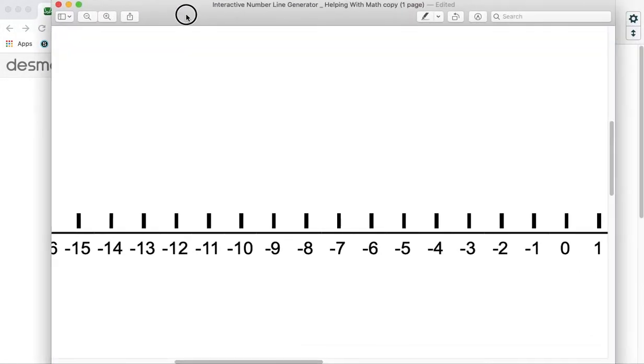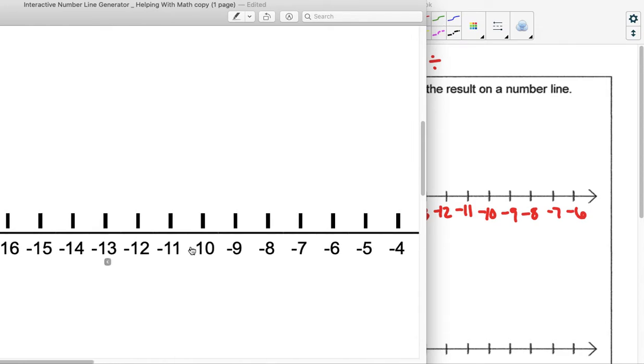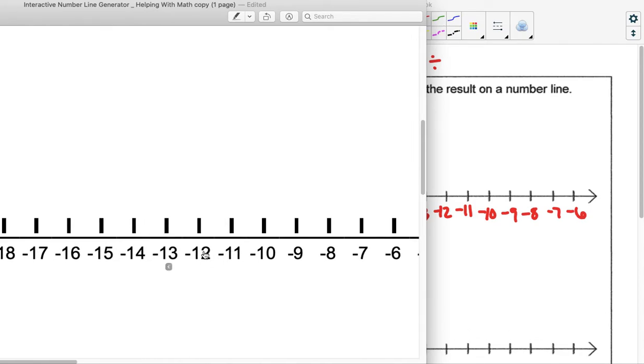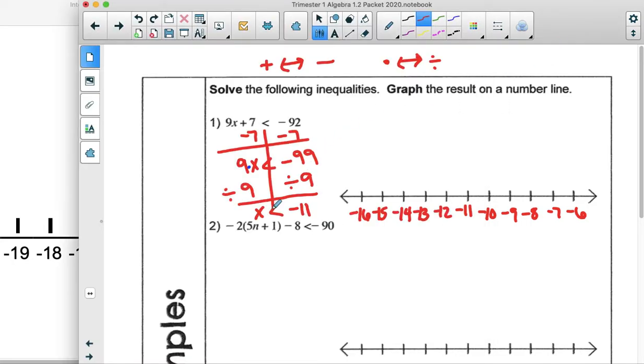So -11 is near the middle, and then to the right goes -10, -9, -8, -7, -6, and then on the other side goes -12, -13, -14, -15. So we can just take this right where it is and just copy that as long as that -11 is somewhere near the middle. Okay, it's just a less than sign.